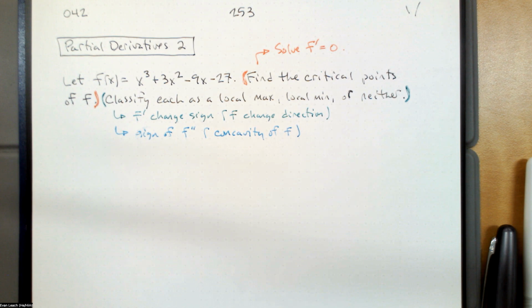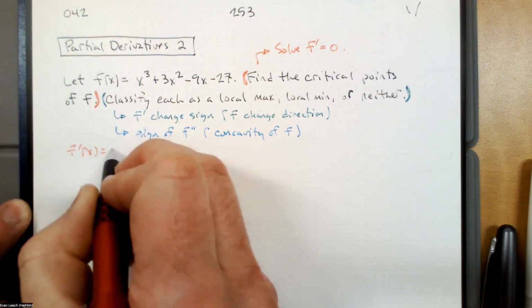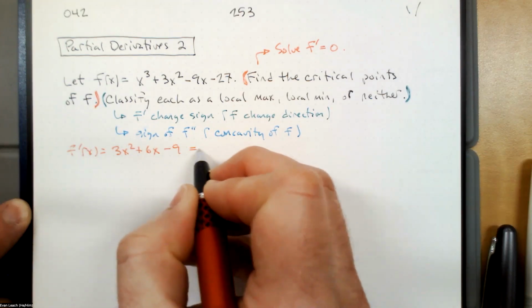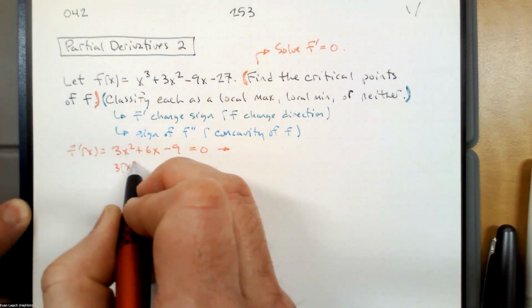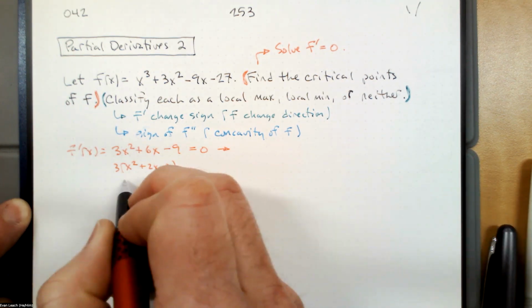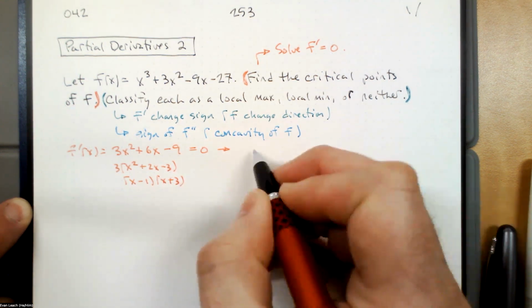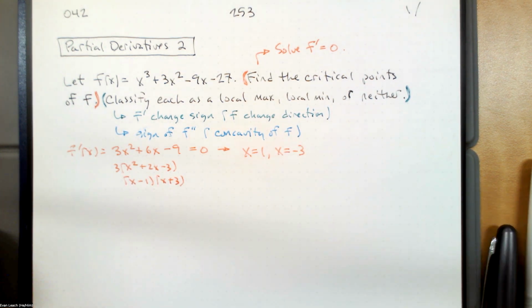For this problem, we started with a nice simple function. We want to find the critical point, so we'll take the first derivative, set it equal to 0 and solve. We can get rid of a 3. That'll give us 3 times x squared plus 2x minus 3. And then we can factor, and we can say there are critical points at 1 and -3.